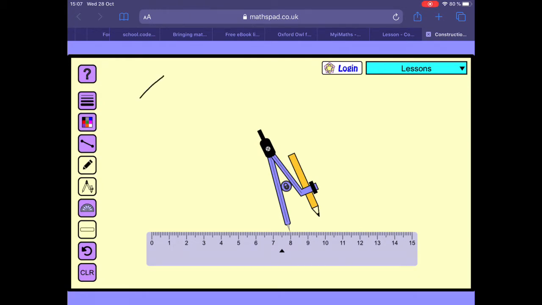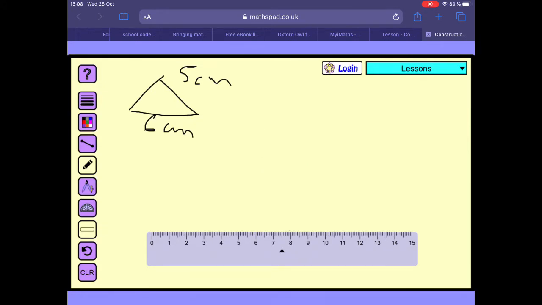Remember, I have my triangle. My sketch is just there to convey the key information. This is 6 centimeters long. Sorry for the handwriting, I'm doing it with the finger. This is 5 centimeters long. And the angle there was 65 degrees. So a sketch, it should take 30 seconds to draw a sketch. Shouldn't take any longer than that.